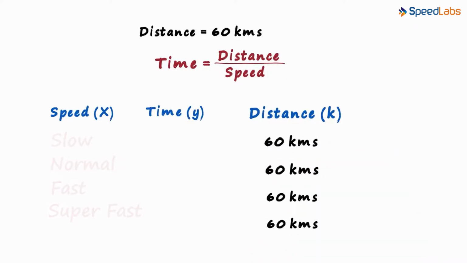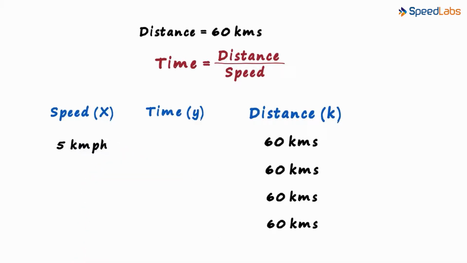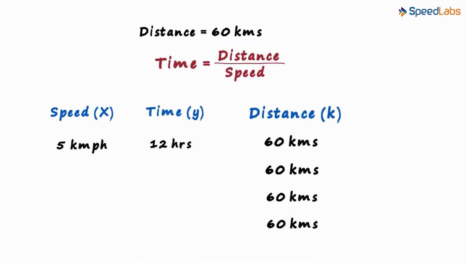In the first case, assume that the speed was 5 kilometers per hour. The time taken will be distance divided by speed, that is 60 by 5, which gives us 12 hours. So this is read as if the car has to travel 60 kilometers at the speed of 5 kilometers per hour, it will take 12 hours to reach the finish line.